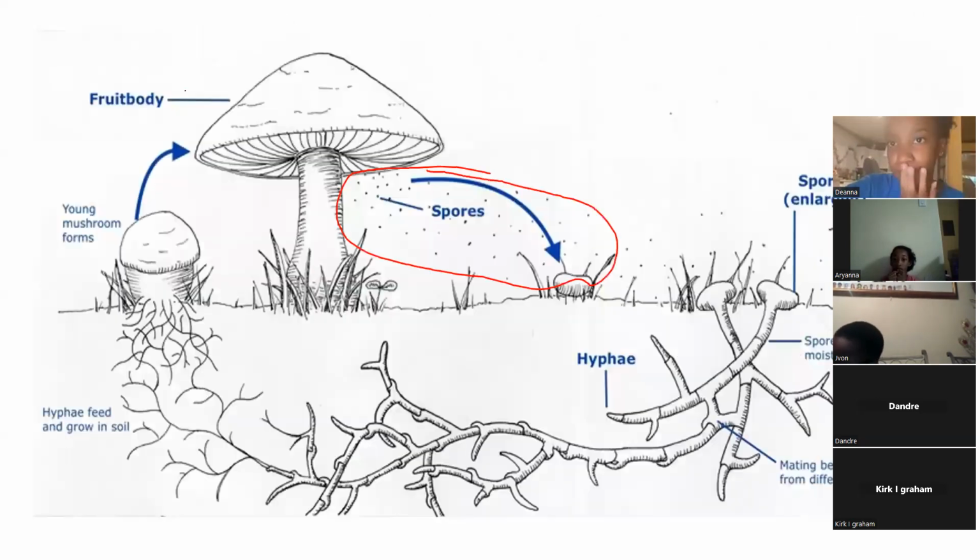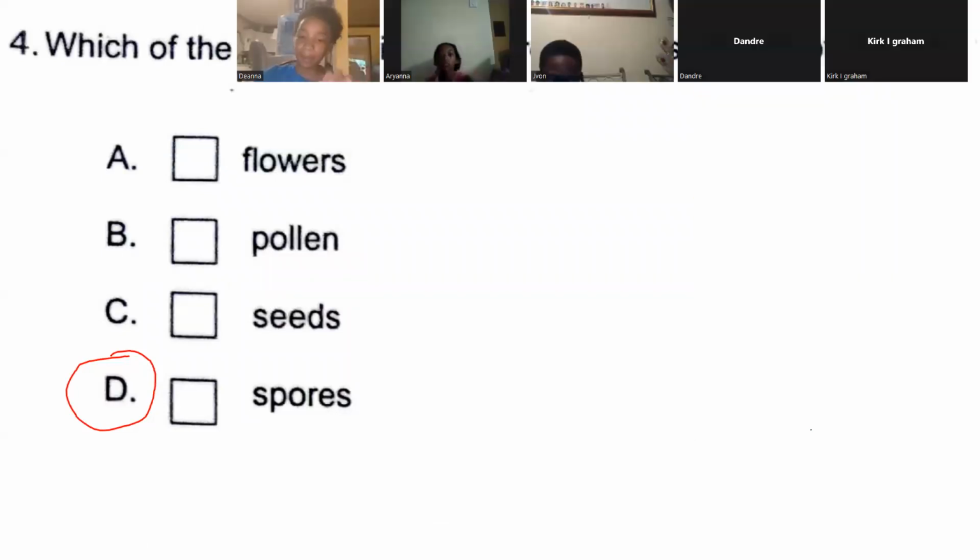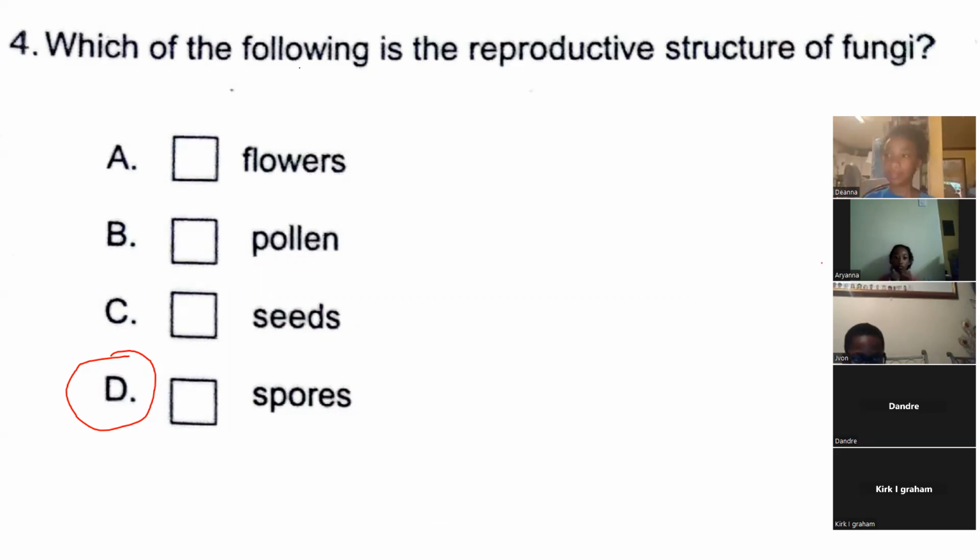Okay, let's move on to question number 4. Javon, are you there? Yes, sir. Can you read number 4, please? The following is the reproductive structure of fungi. A. Flowers. B. Pollen. C. Seeds. D. Spores. The answer will be D, spores. Very good. That's the reproductive structure of fungi. Shade it in your Glat book, please.